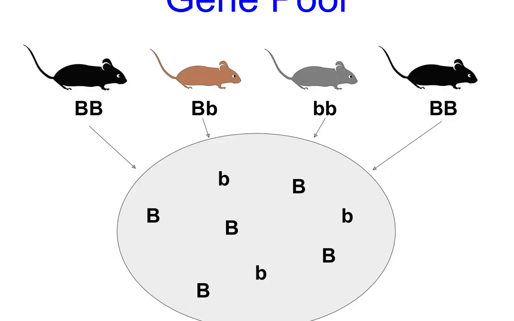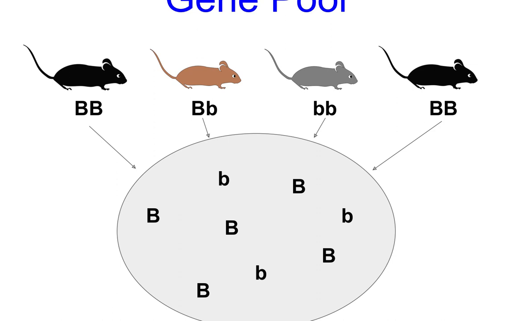More importantly, I always remember gene pool by an image. This is my gene pool of mice. If I have two black mice that are homozygous dominant for hair color, big B, big B, big B, big B, then each of those alleles goes into a pool. The gray mouse, which is little b, homozygous recessive, is donating two recessive alleles to the pool.